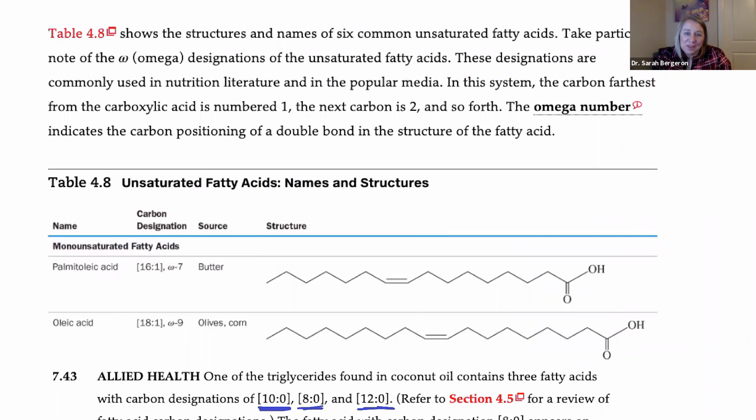So I went and pulled the table from section 4.5. You're welcome. I know.